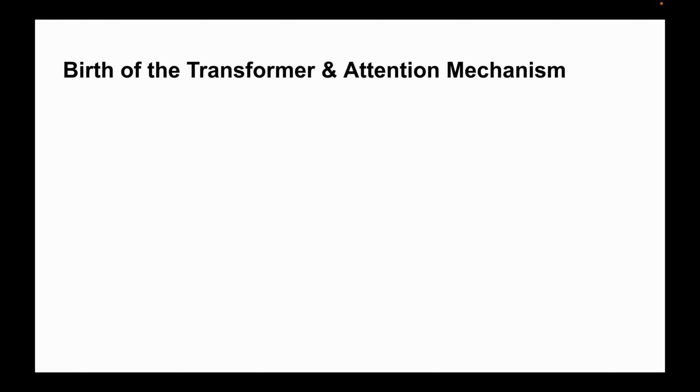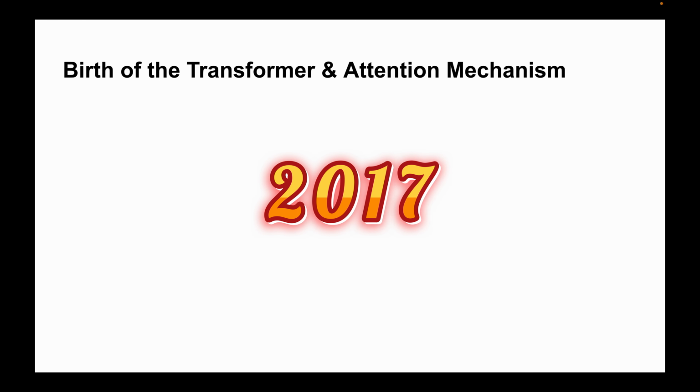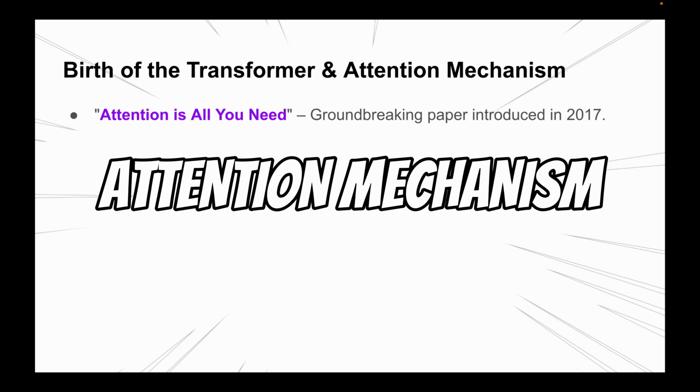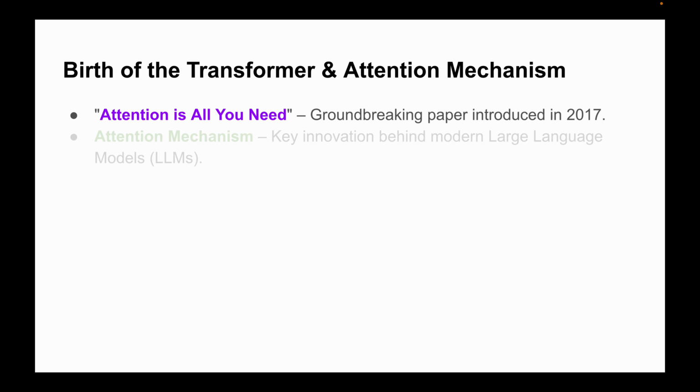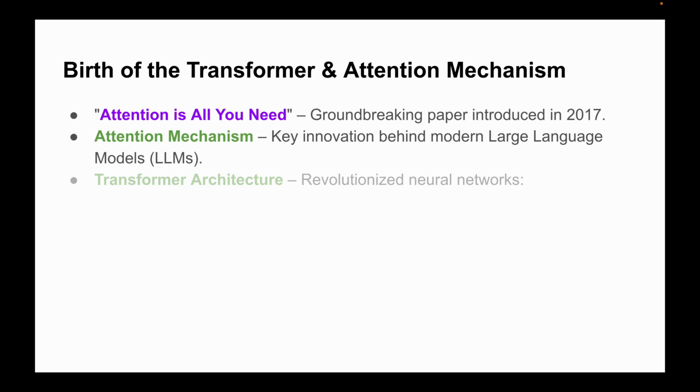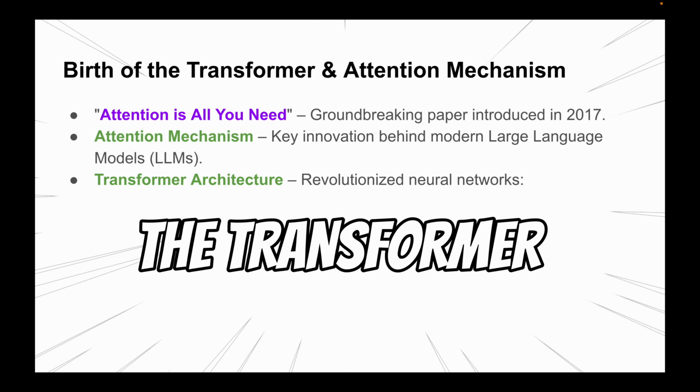It all happened in 2017 when a groundbreaking paper called Attention is All You Need introduced a revolutionary concept which is called the attention mechanism. This attention mechanism is the heart of all the large language models currently used. This particular paper also introduced a neural network architecture which is called the transformer.